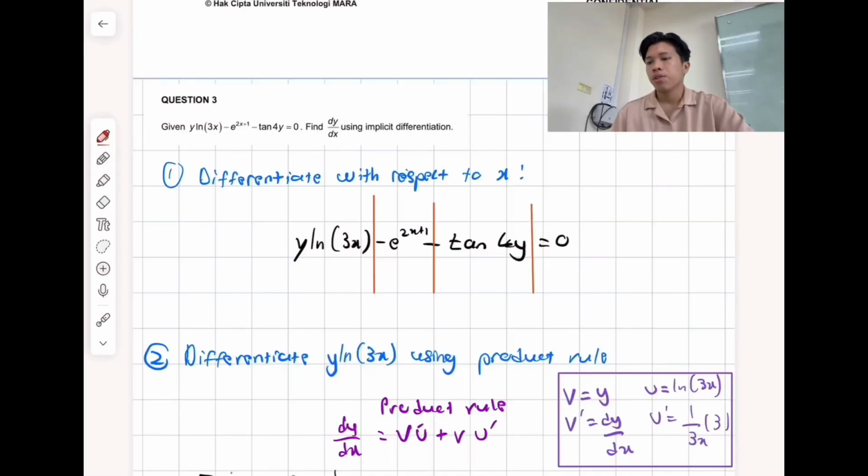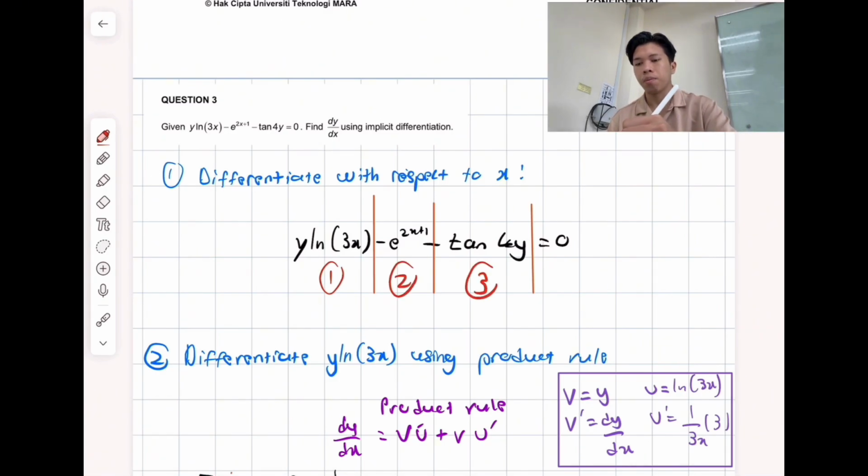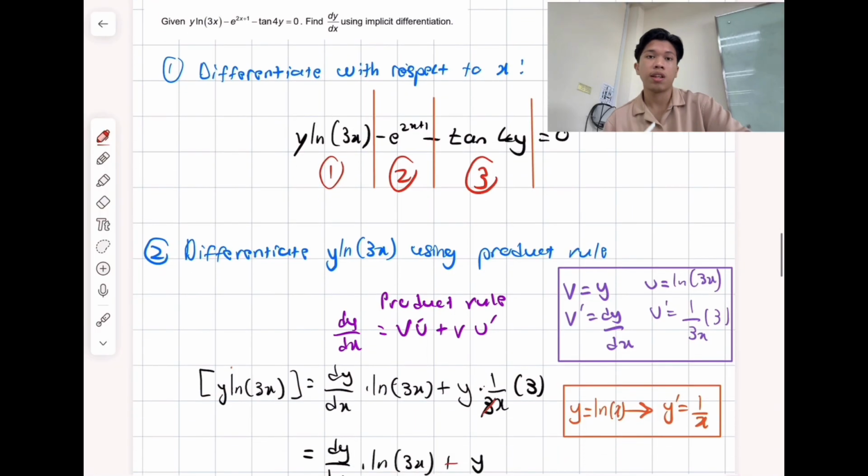Today I will be presenting the topic of implicit differentiation. So, question 3 is given here. You might see it as a little bit complicated. When we differentiate all of this, we can actually separate it into 3 parts. Here I have separated it into the first part, second part, and also the third part.